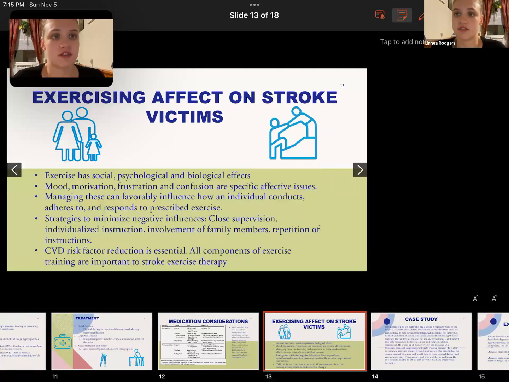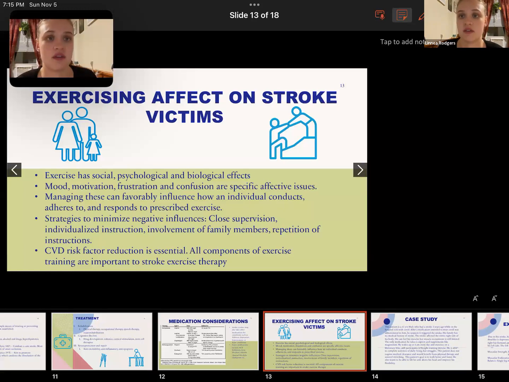So, exercise's effects on stroke victims. Exercise has social, psychophysiological, and biological effects. Mood, motivation, frustration, and confusion are specific affective issues.